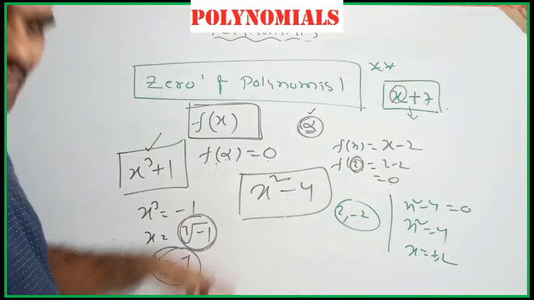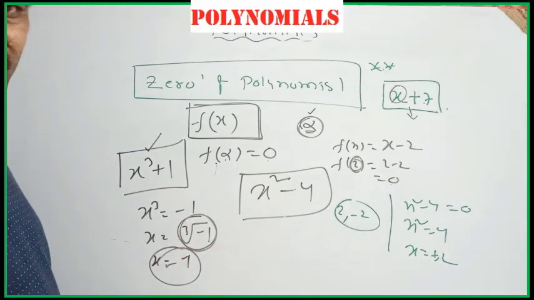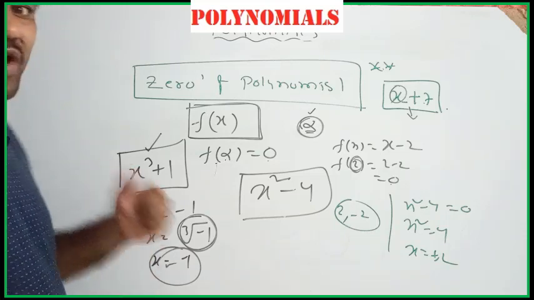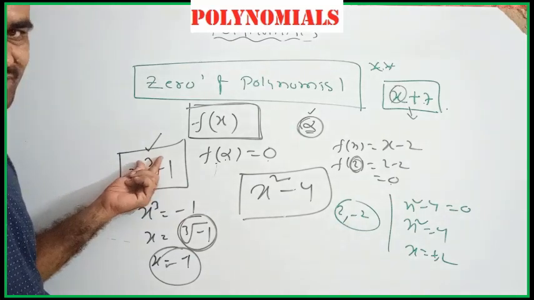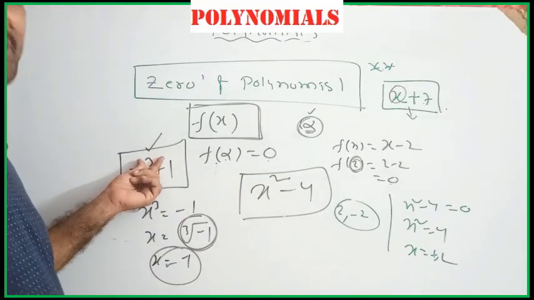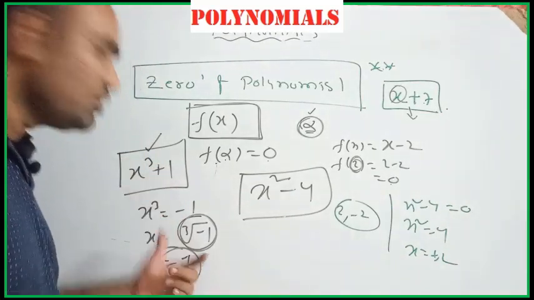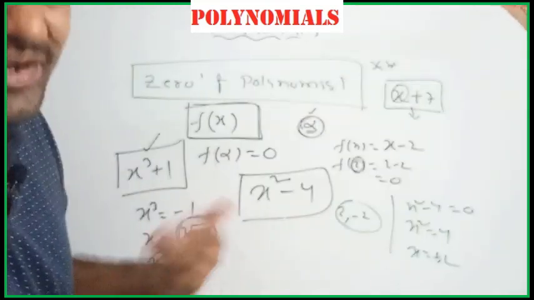X equal to cube root of minus 1. X equal to minus 1. So what did I get here? One of the zeros is minus 1. Why am I saying one of the zeros? Because you should have 3 zeros according to the fundamental theorem of algebra. But you are getting only 1 zero. The remaining 2 are complex. How to find them?